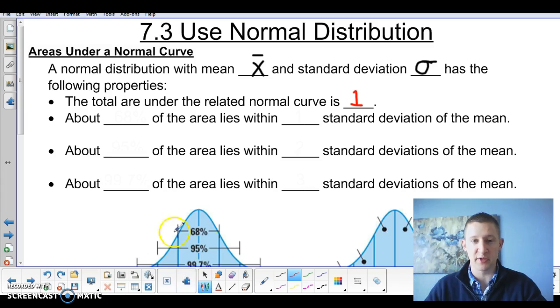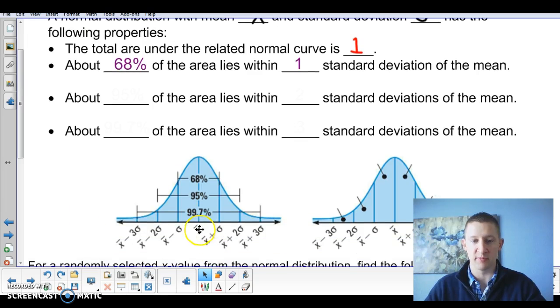Now, if I were to split it all up, we could say that about 68% of the area lies within one standard deviation of the mean. What I mean by that is if I put the mean in the middle of this bell curve, right here, here's x bar, and I were to go one standard deviation to the left, x bar minus one standard deviation, and one standard deviation above, x bar plus one standard deviation, in between those two values, we'd have 68% of our area or 68% of our data values.